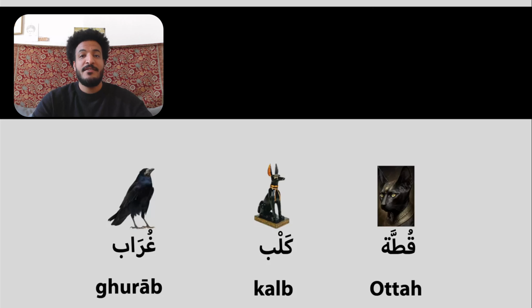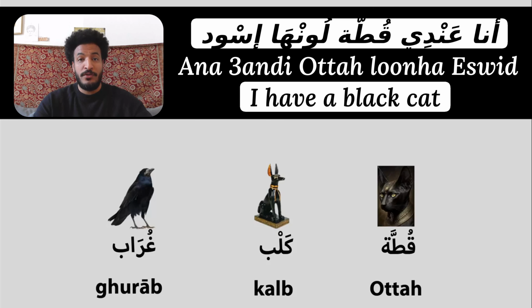So cat is قطة. How do you say I have a cat? Its color is black. To say I have a cat and its color is black, you would say أنا عندي قطة لونها اسود.